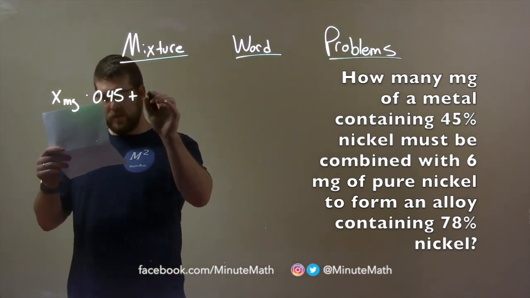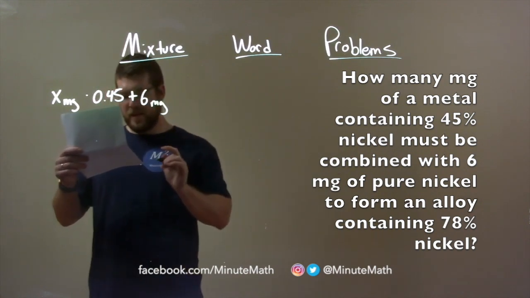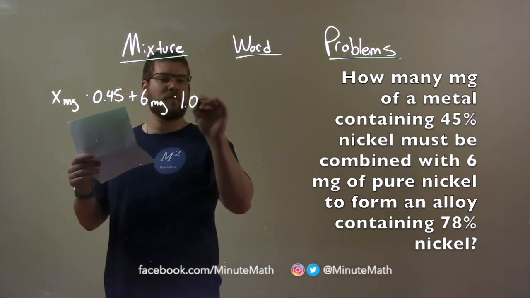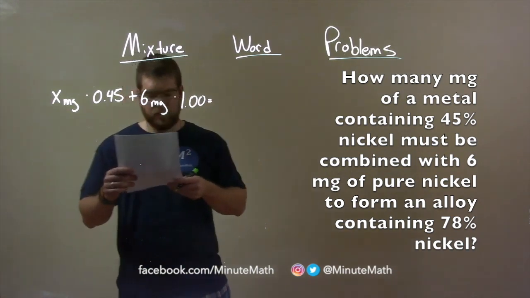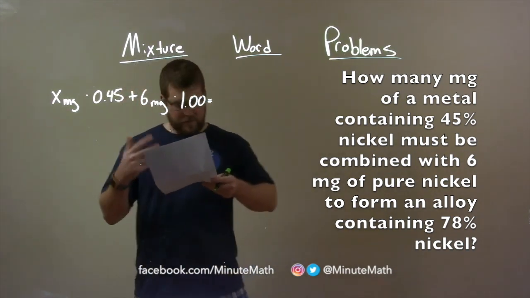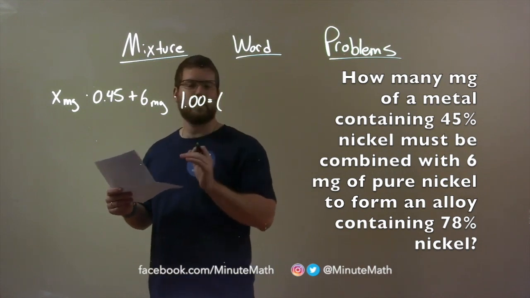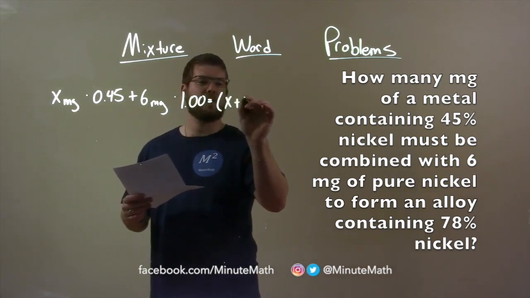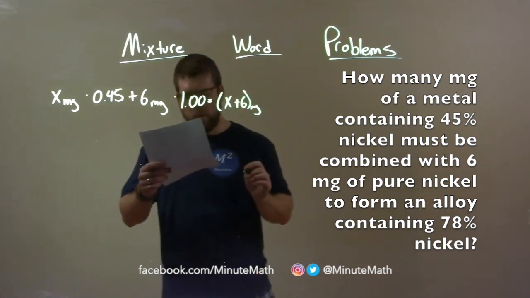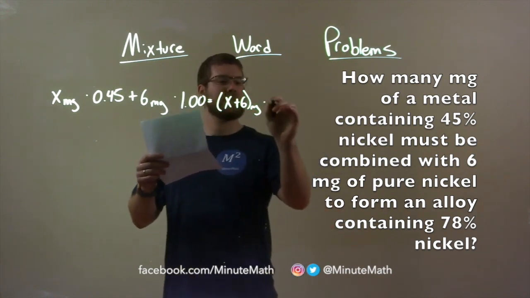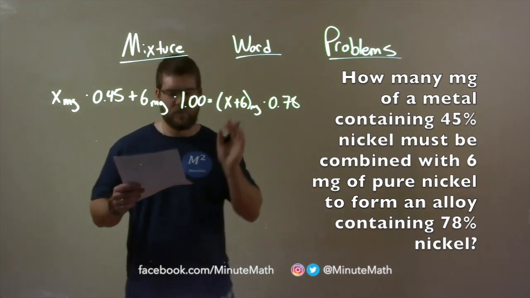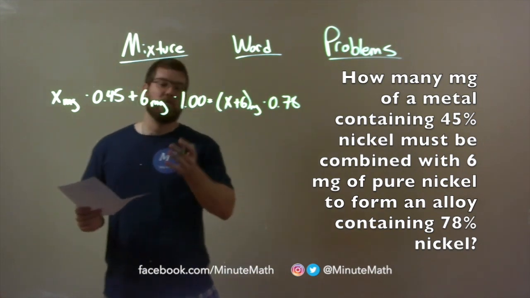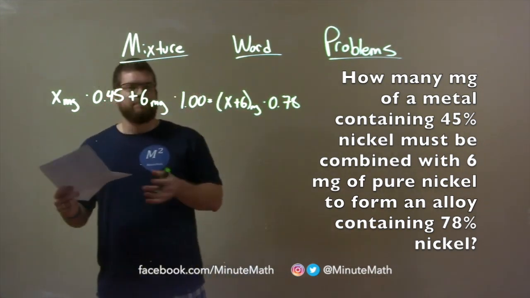Then it's combined with 6 milligrams of pure nickel. So that percent is actually 100%, or as a decimal, 1.00. That's going to equal some mixture, some final alloy. Total milligrams we don't know, but we know it's these two combined, so X plus 6 milligrams, multiplied by 0.78, which represents 78% nickel in the final combination. So now we just need to take this equation and solve for X to get our initial milligrams of metal.